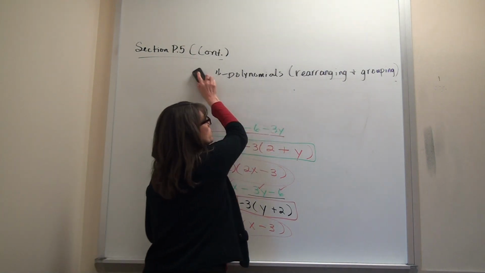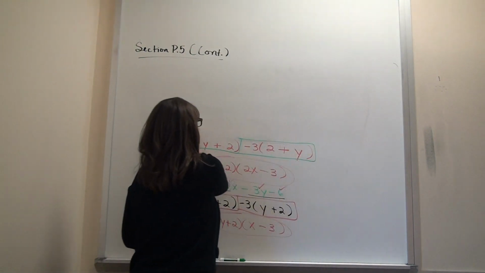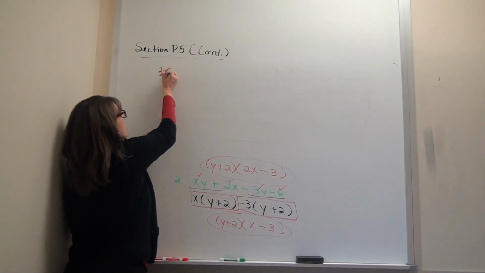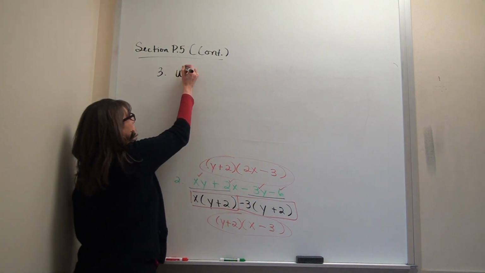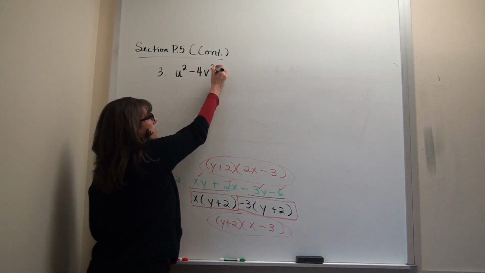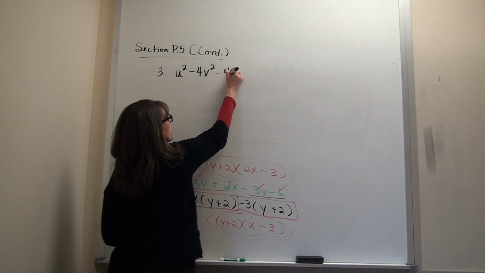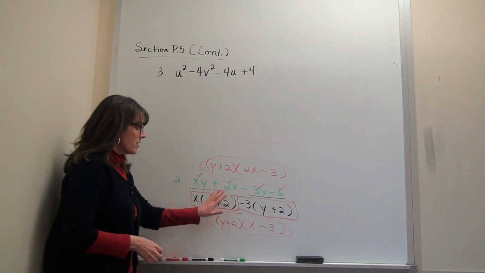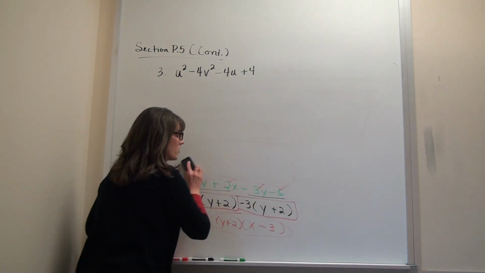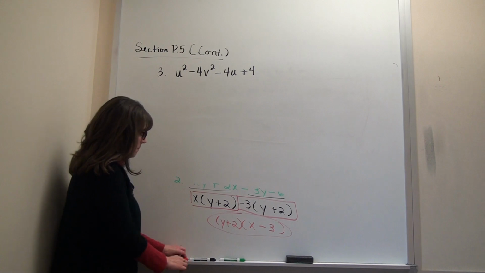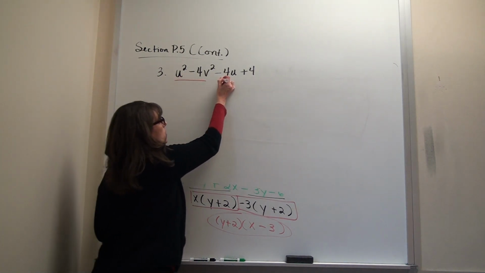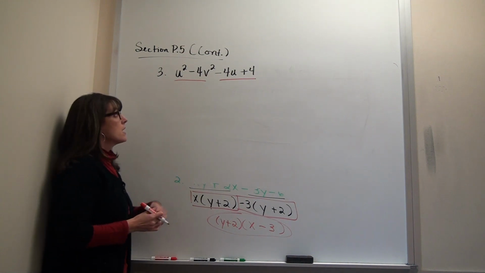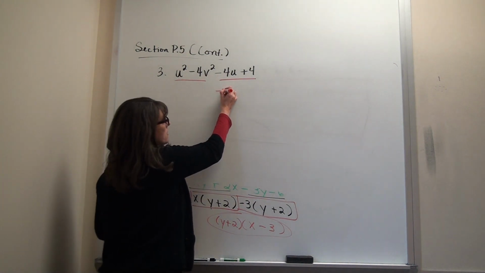I'm going to take a look at a couple of situations with 4 polynomials where it's a little bit more difficult because we have squared terms within those 4 polynomials. Let's take a look, for instance, at a u squared minus a 4v squared minus a 4u plus a 4. Now, if I go with that method that I had done right here, where I'm going to pair things up, then what happens is I'm going to pair up these two, and I'm going to pair up these two.